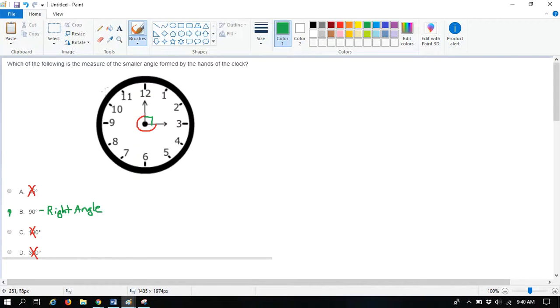The second one was asking us to find the measure of the smaller angle. So if you look at the hands of the clock, these two rays share an endpoint and they create an angle. And they actually create a 90-degree angle here. So this right here is 90 degrees.